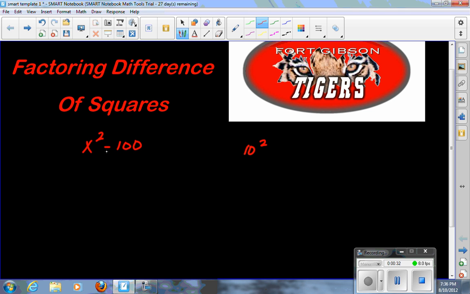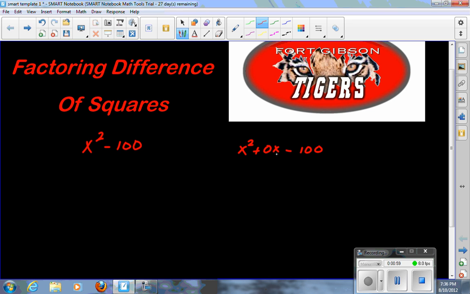So if you see a difference, which means a subtraction problem of two things that are squared, it factors pretty easily. What you need to remember is this should have been a trinomial. See, this is x squared, so there should have been a first power of x. But there's nothing there, so we will say x squared plus nothing times x minus 100. This is another way to think of this.